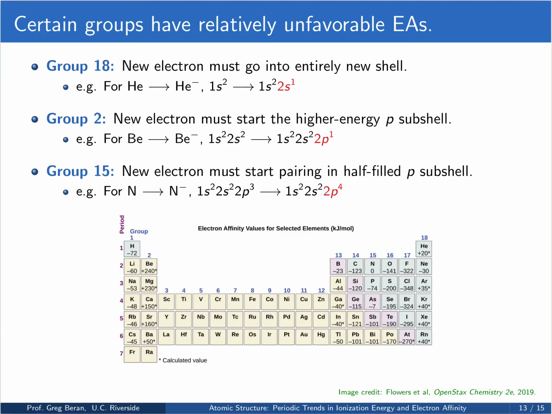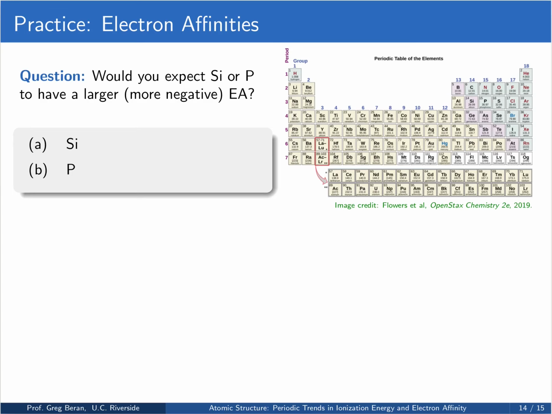Finally, for group 15, the new electron must start pairing in the half-filled p subshell. So for example, nitrogen has that 2p3 configuration which is particularly stable. Adding an electron to it would then go to a 2p4, requiring pairing up in one of the p orbitals, and that's relatively unfavorable. Let's try a practice problem.